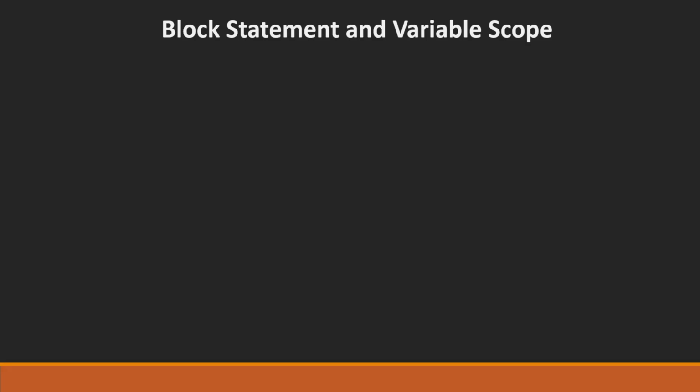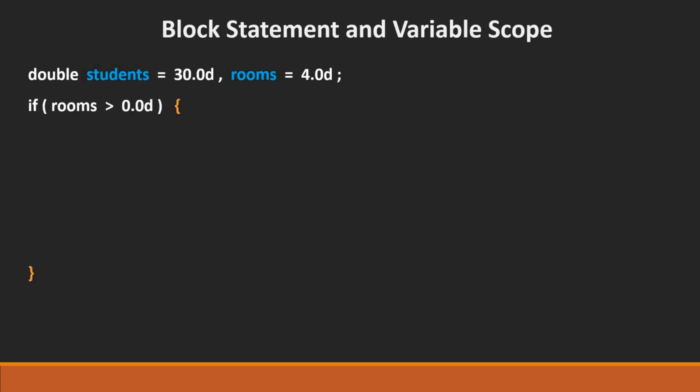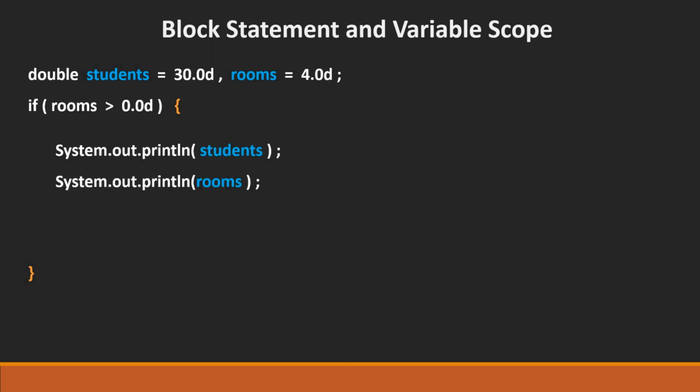So let's take a look at some code. I've got some code here that declares two variables, students and rooms. And I have a condition here where I check to see if rooms is greater than 0. And you notice I've got a block statement that I've started and ended after the if statement. Now inside the block statement, I'm printing out both students and rooms. Students and rooms are declared outside the block, but I can still use those inside the block. So variables are allowed to come inside of a block.